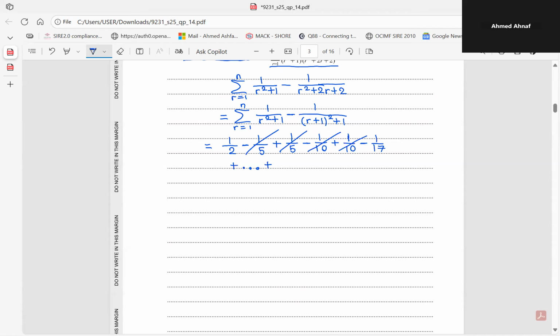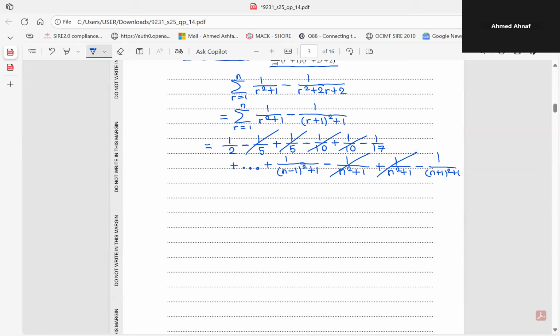Okay, so the last two terms, you substitute r equals n minus 1. So you get 1 over (n minus 1) squared plus 1 minus 1 over (n minus 1 plus 1) squared plus 1. That's n squared plus 1. Now let's substitute r equals n. You'll get 1 over n squared plus 1 minus 1 over (n plus 1) squared plus 1.